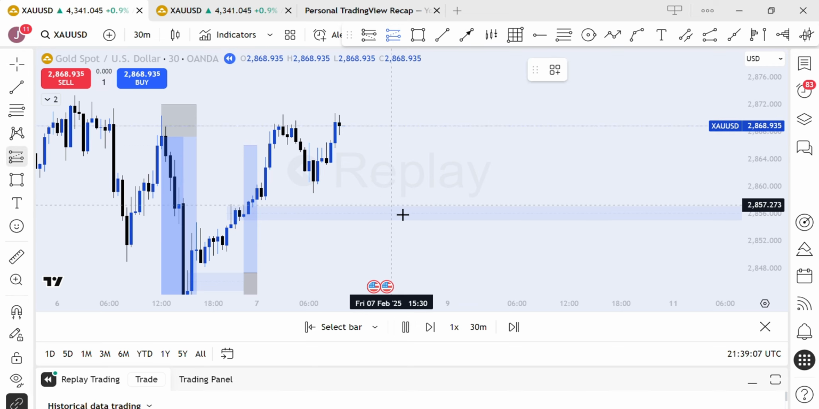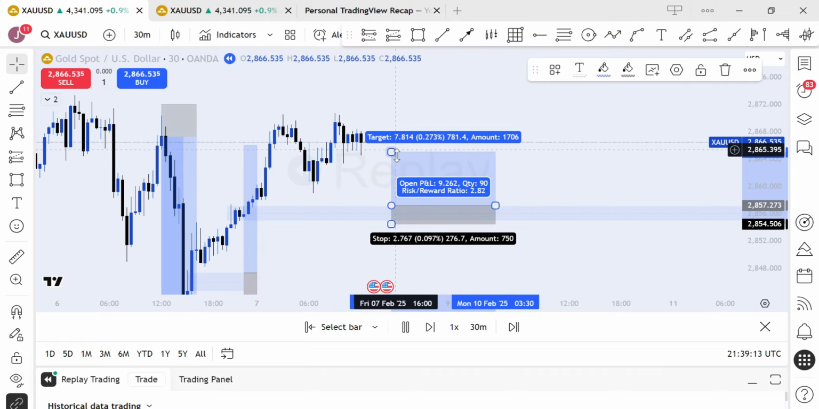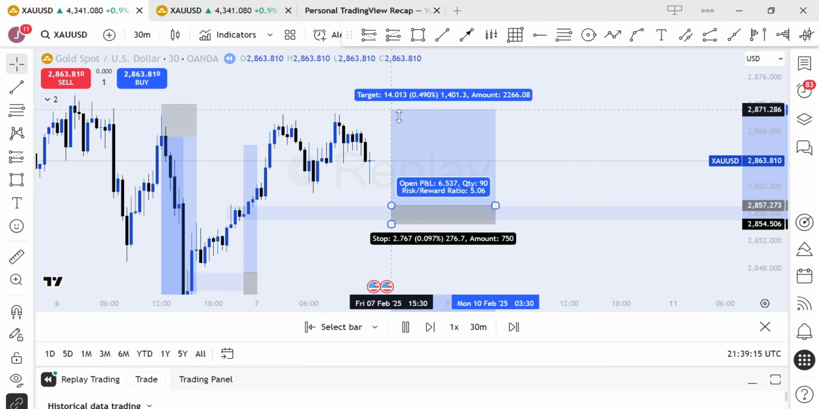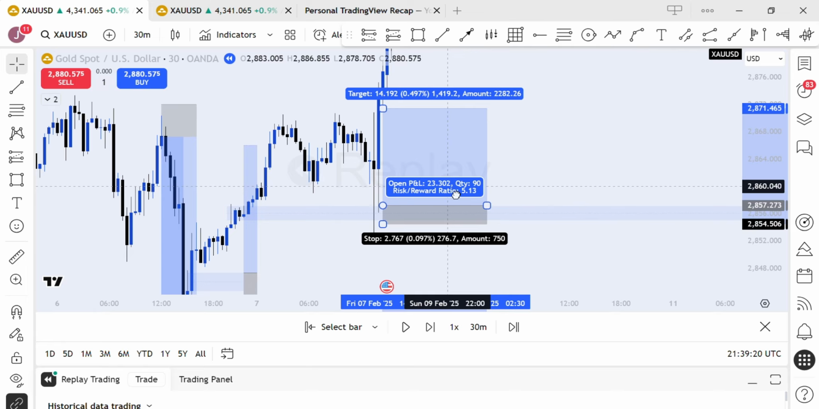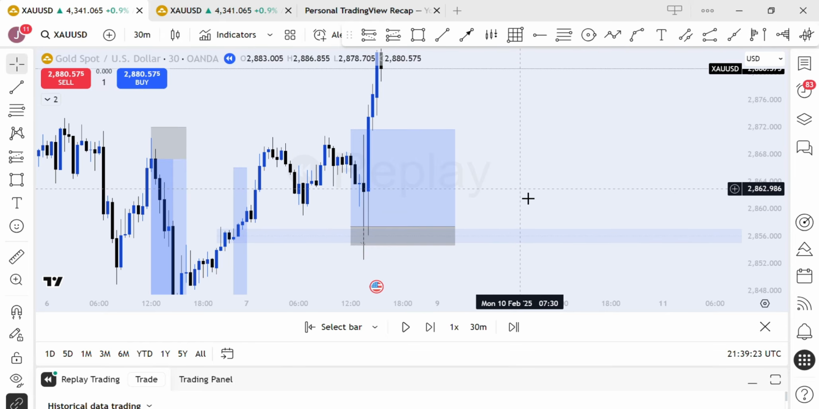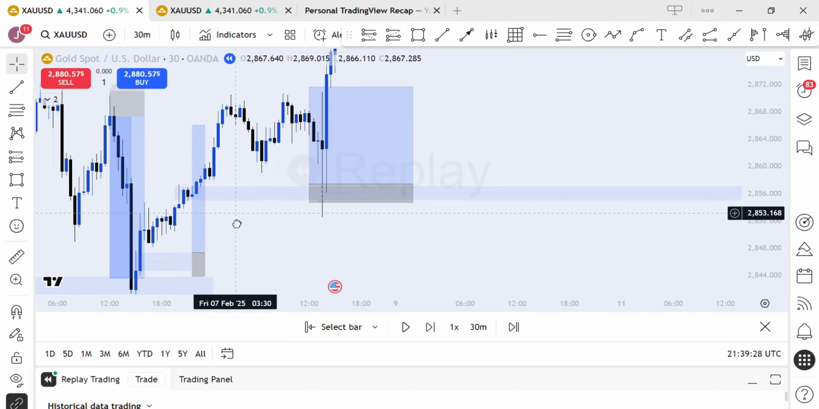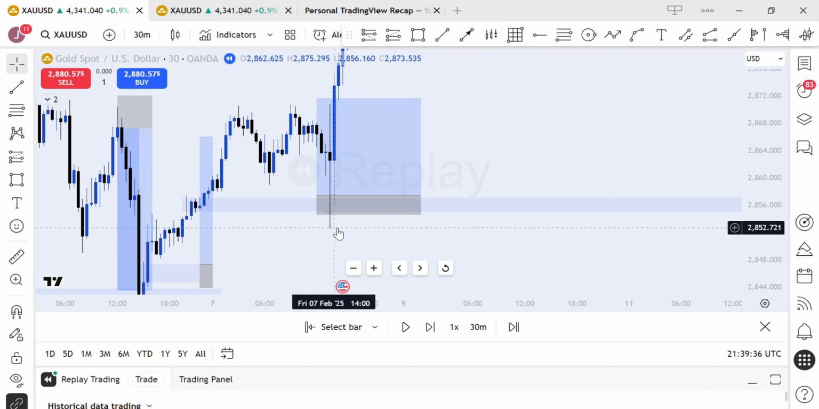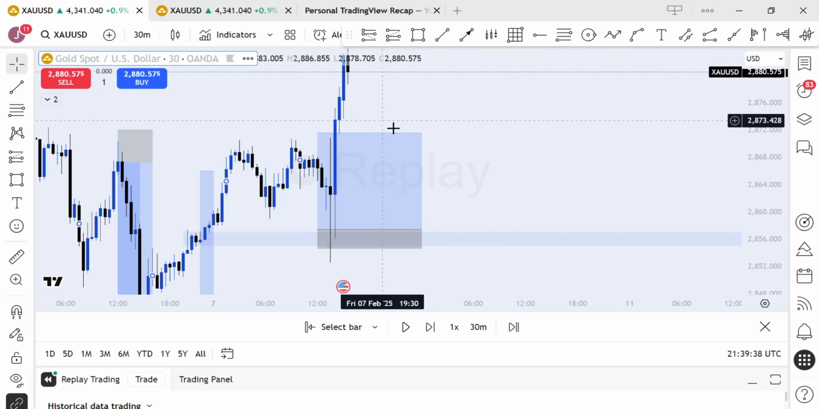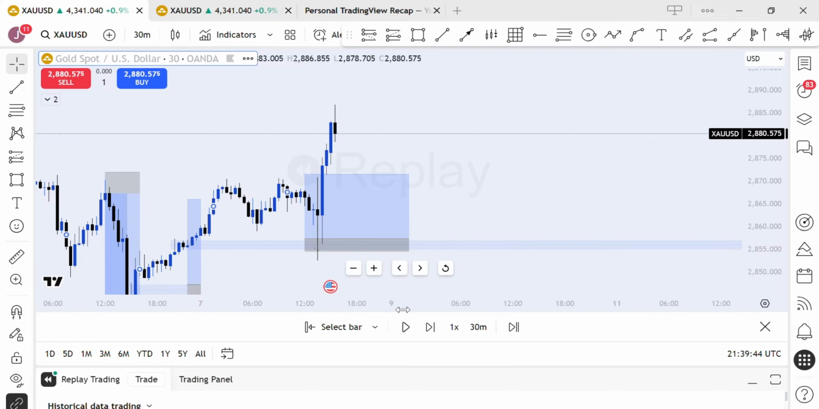Okay, so even though our bias was right, our SL was smashed right on this trade. We should have chosen this block that is below right here. This would have been the appropriate block to use, but it's all part of the game.